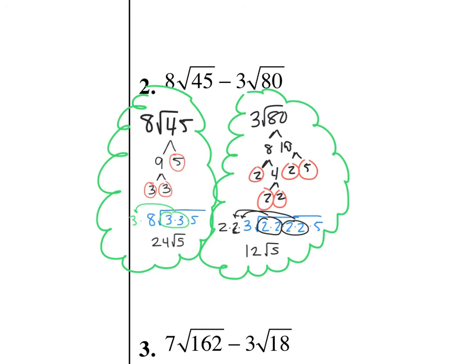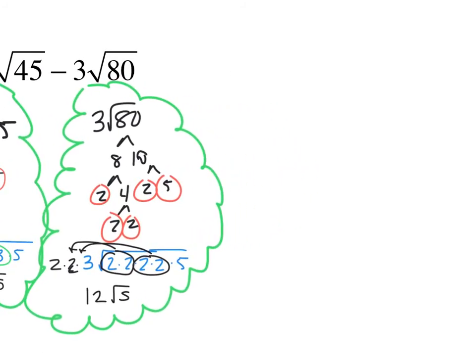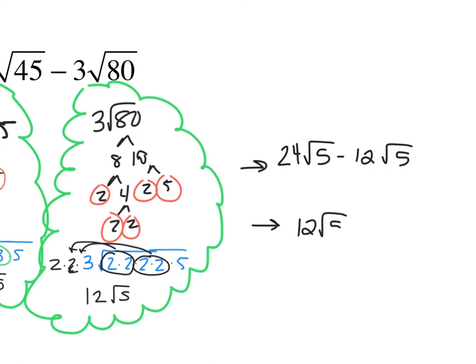And now what I want to do is 24 radical 5 minus 12 radical 5. Again, we keep our radicals the same, but we just combine the numbers on the outside. So 24 minus 12 is 12. So I have 12 radical 5.